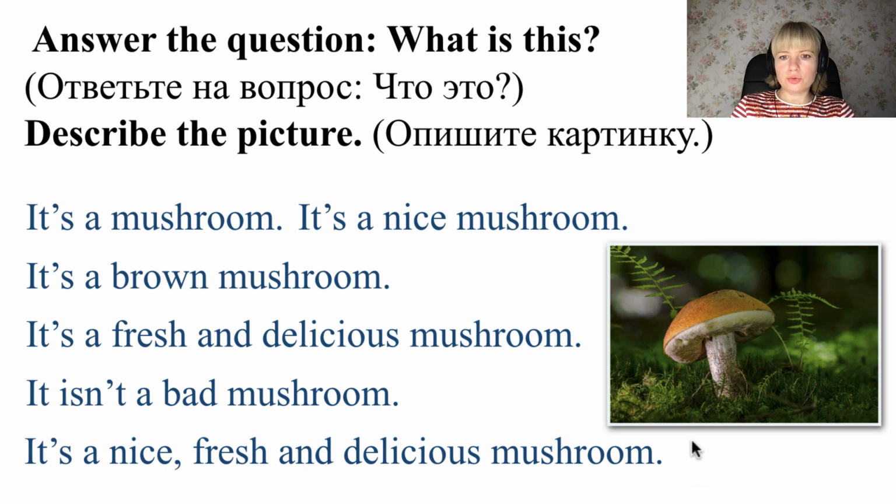Выполним задание еще раз. What is this? Describe the picture. It's a mushroom. It's a nice mushroom. It's a brown mushroom. It's a fresh and delicious mushroom. It isn't a bad mushroom. It's a nice, fresh and delicious mushroom. Друзья, поставьте видео на паузу и выполните задание самостоятельно.